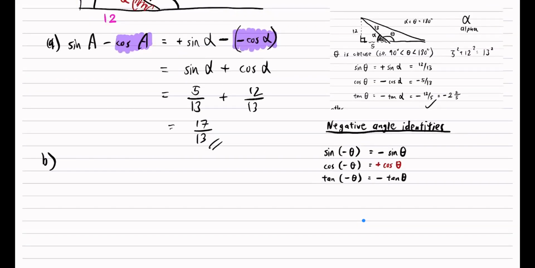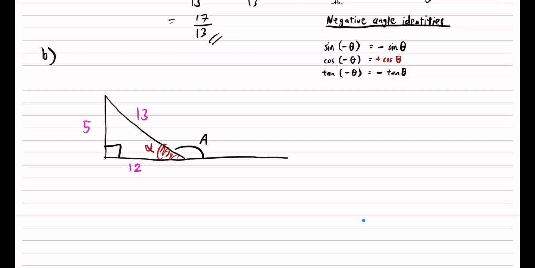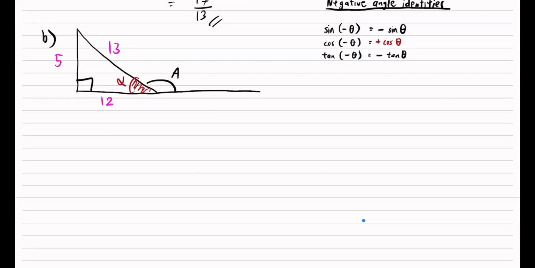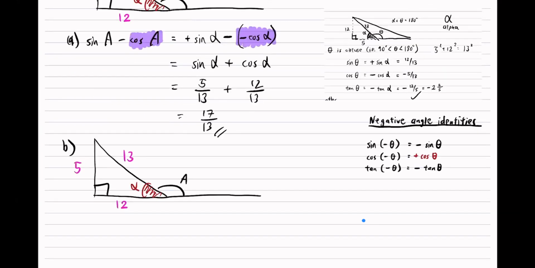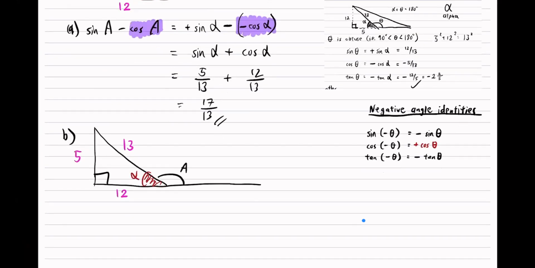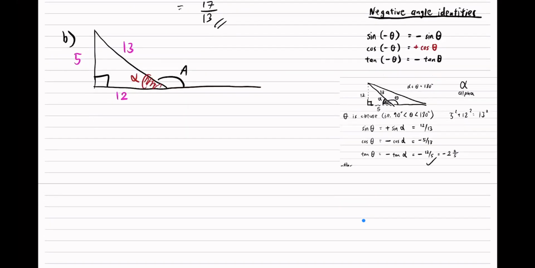So let me just copy down the diagram again. Copy down here, because my iPad not enough space. Just put it here. Maybe I'll also bring this down. Okay, so what's the question asking? We want to find cosine of 180 degrees minus A plus tangent of A minus 90 degrees.